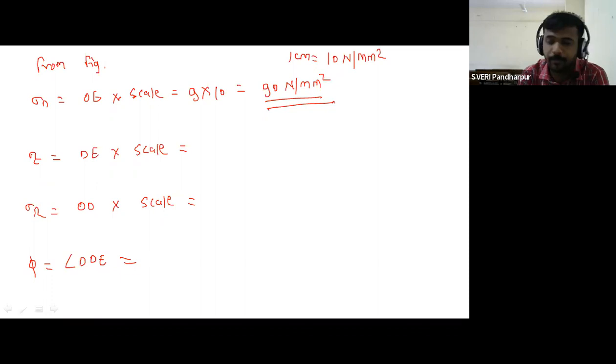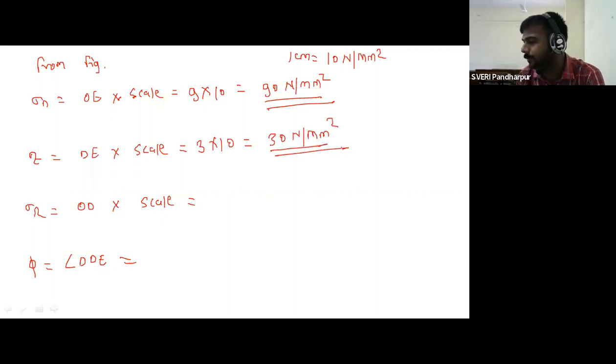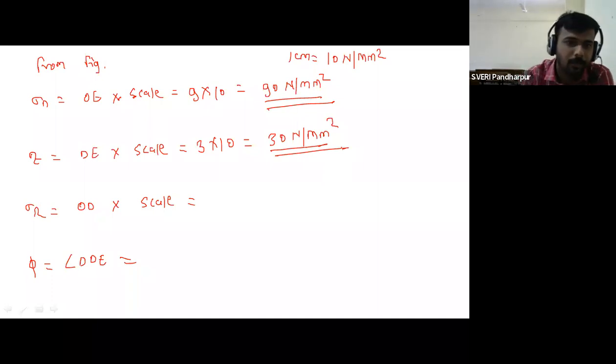Then D to E. What is the D to E? 3 centimeter. Okay. D to E for the sigma T calculation, tangential or the shear stress on the inclined plane. 3 centimeter. Please check your answer. Measure the distance from your respective figures. So 3 into 10 is equal to 30 Newton per mm square.